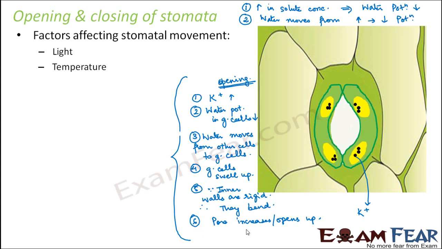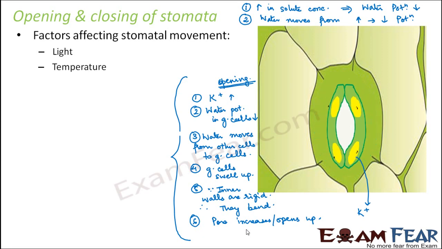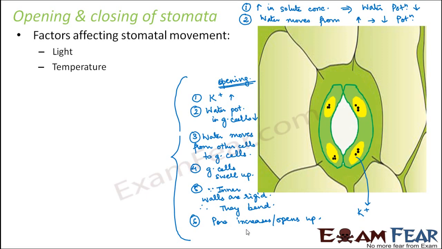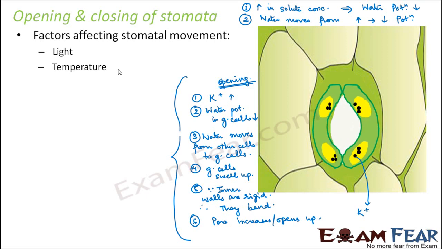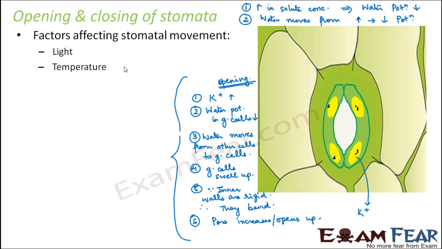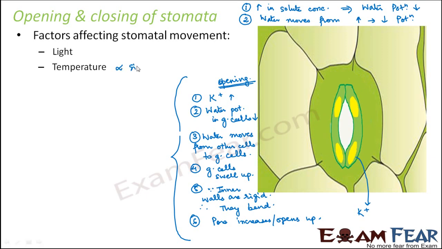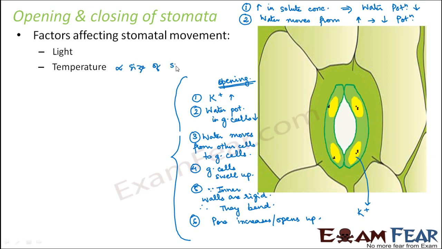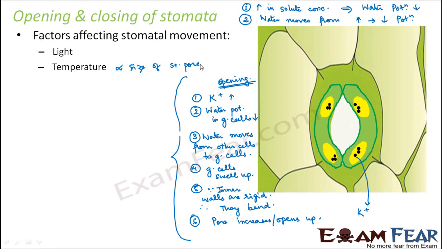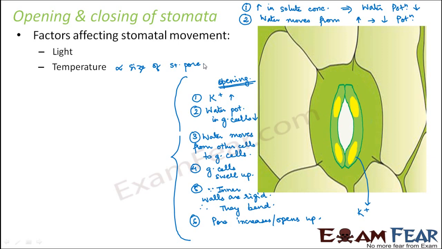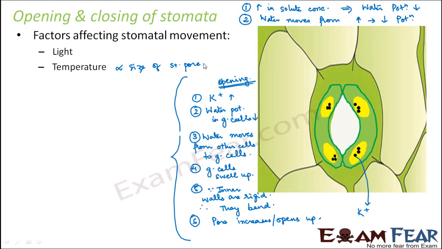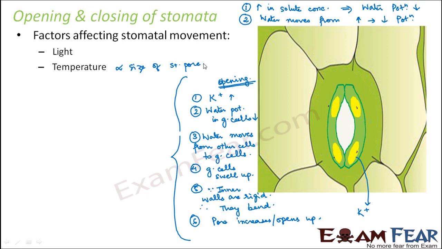Next is temperature. Now when I say temperature, how is temperature related to the opening and closing of stomata? So let us have a look at that. Temperature is directly proportional to the size of the stomatal pore. That means as the temperature increases, the pore also increases in size. That means the pores open. As the temperature decreases, the pore also decreases in size, or the pore gets closed.